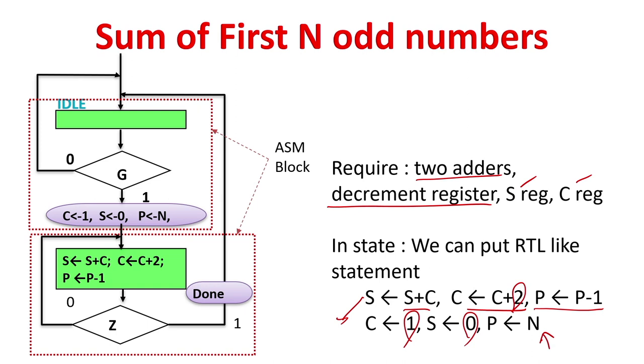And whenever we are doing these things, what do we want from the external world? The external inputs are G and N, go. And what is the external output? The external output is maybe done and S. So, whether it is done or not, and the final summation.